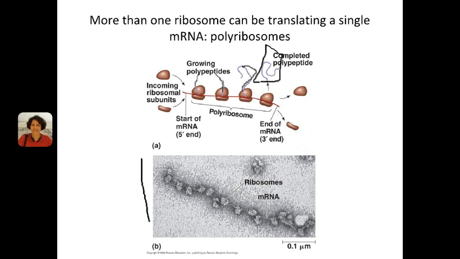On the bottom, we see an actual electron micrograph that shows that same process. So you see here a messenger RNA with multiple ribosomes attached to it.